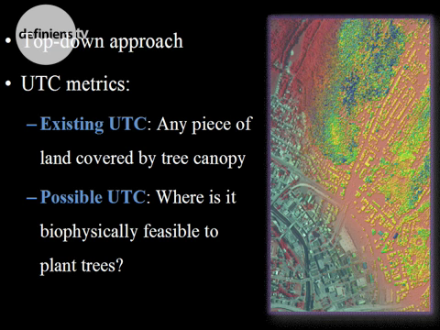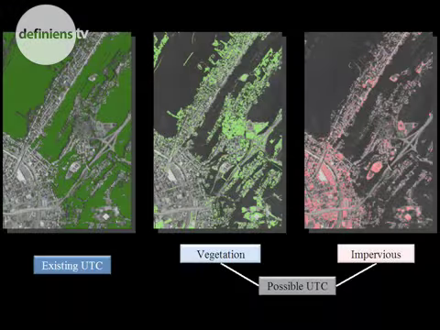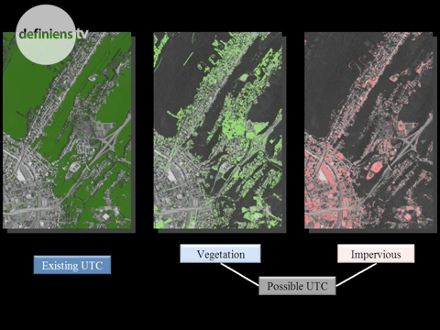One is existing UTC, and that's any piece of land that's covered by tree canopy. That's your current tree canopy. And then we also call the other metric possible UTC. That is, where is it biophysically feasible for you to plant trees? Okay, how much land do you have available for trees? Not that it's either socially desirable or financially feasible to plant the trees there, just where you have the space to do it.